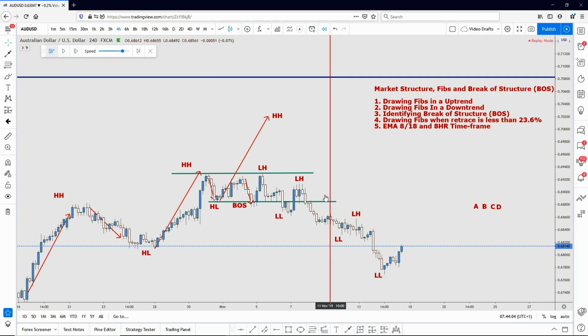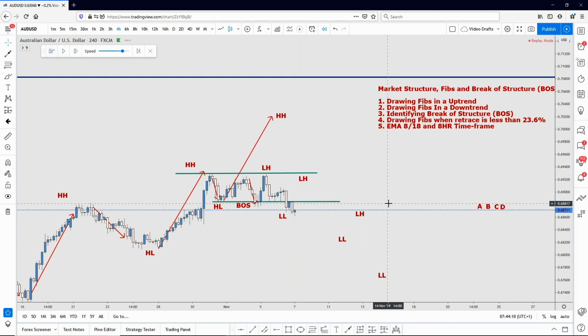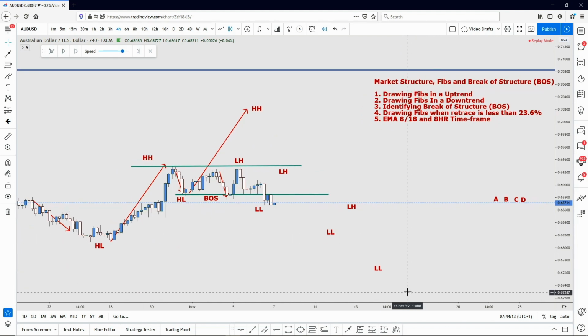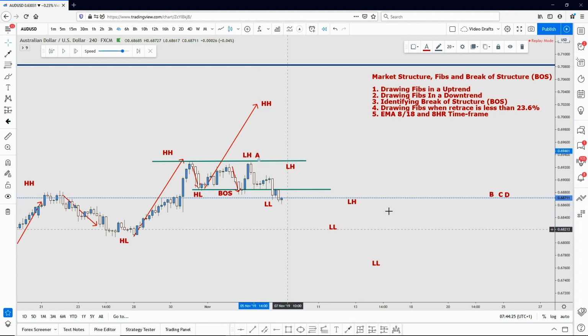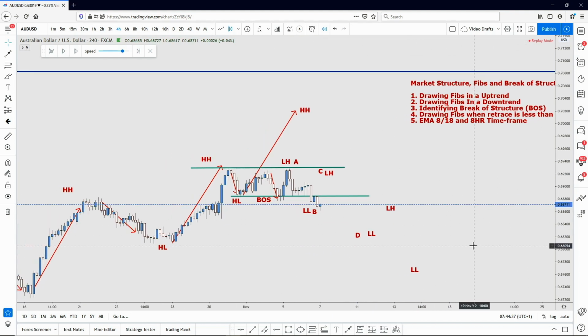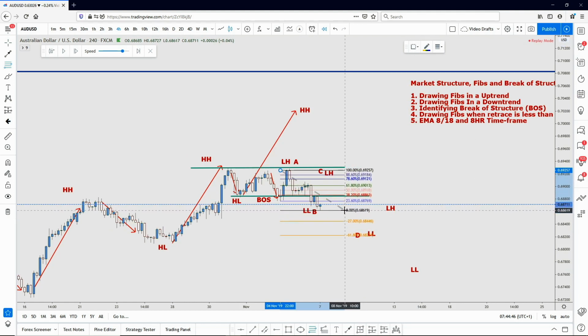Here we're going to hit jump to, say here. So to draw Fibonacci, we're going on a downtrend. Like I said before, starting point is where we start our Fibonacci. So point A, point B, point C is the retracement, then point D is the extension. So I'm going to draw Fibonacci right here. I'm going to draw it all the way down to here.